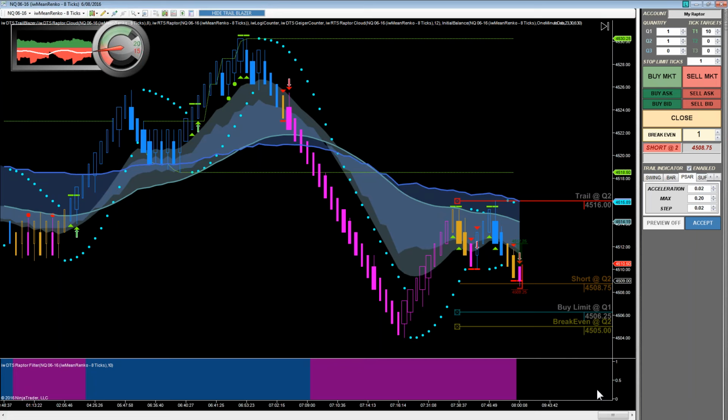Come on, just somebody tap 4508. Oh my gosh, they're being stubborn this morning. So I'm just waiting for that second leg to the downside. It should have more momentum than this.